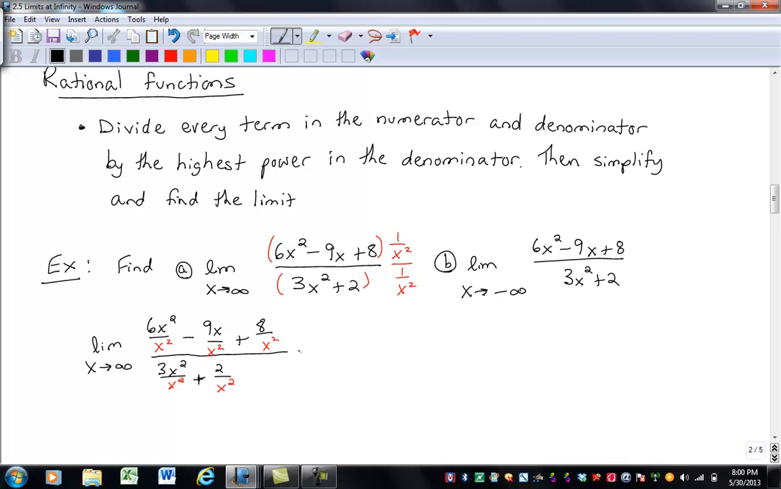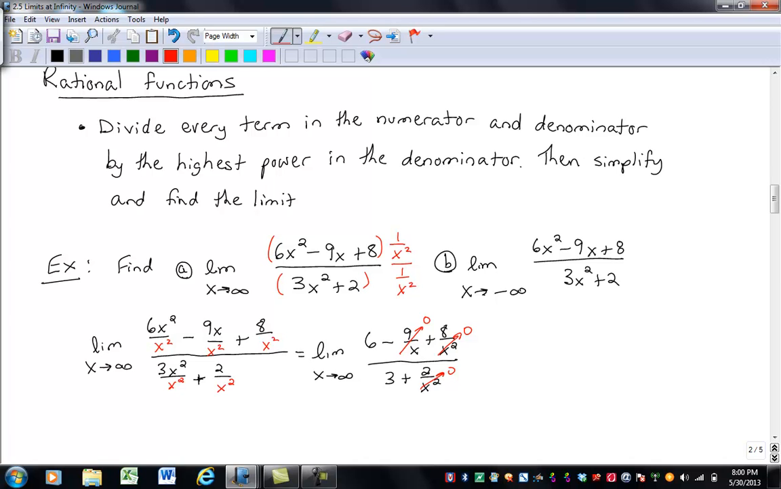But after I've done that, now I'm just going to simplify this fraction. This is the limit as x goes to infinity of 6 minus 9 over x plus 8 over x squared, and on the bottom, we have 3 plus 2 over x squared. Now when I work this limit, anything that has x squareds on the bottom goes to 0. It doesn't even matter if the x goes to plus or to minus infinity. So it doesn't matter if I put a plus or minus here. These terms that have x's in the bottom are all going to go to 0 from that property 3.